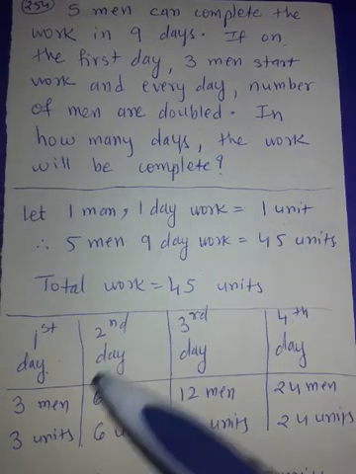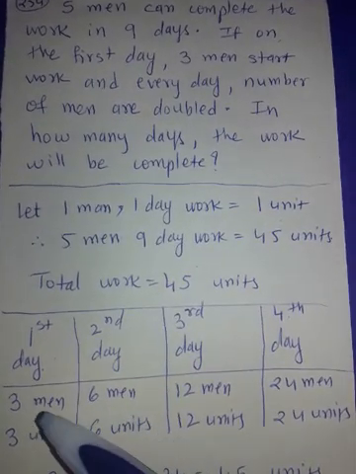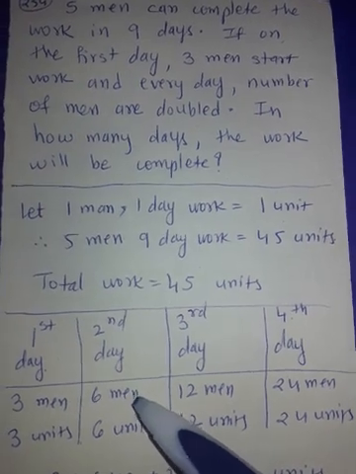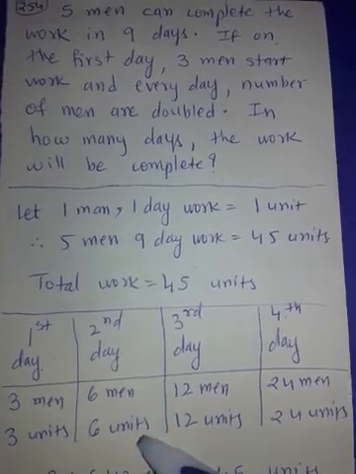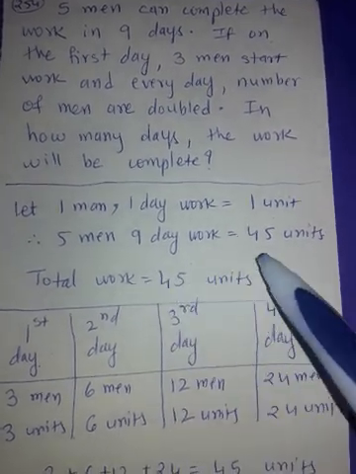How many units? 3 units. On the second day, there are double the men. 3 men becomes 6 men. They will finish 6 units. So 3 plus 6, that is 9 units. How many units do we need to finish?